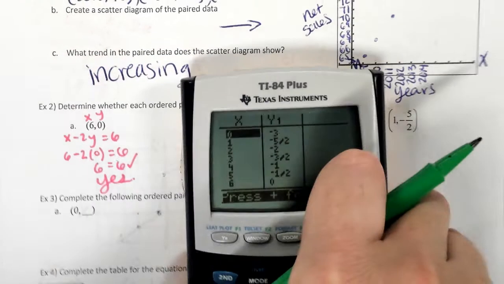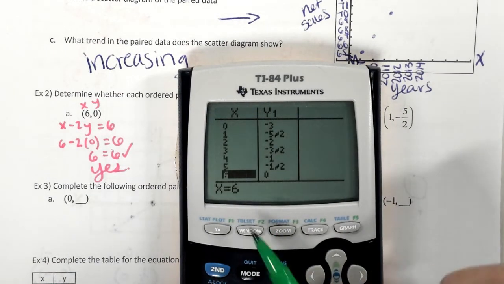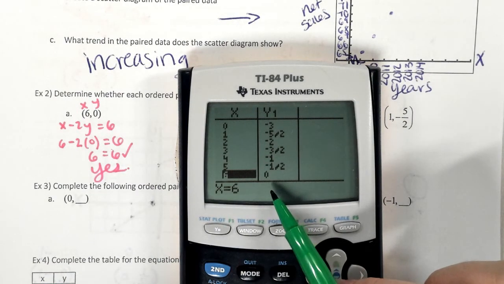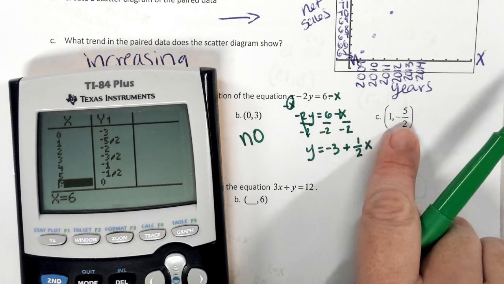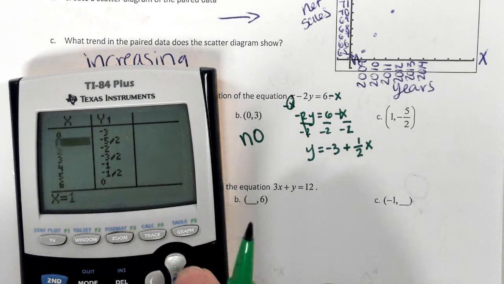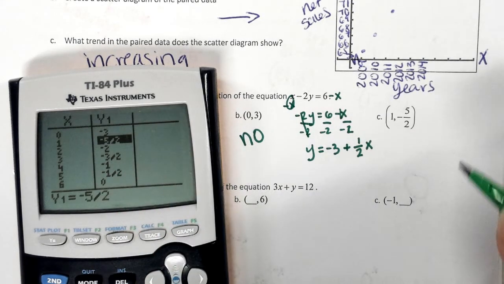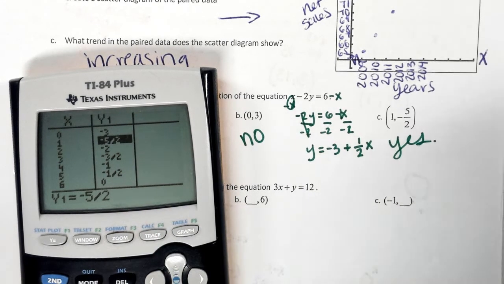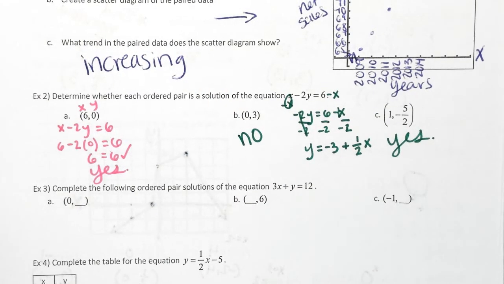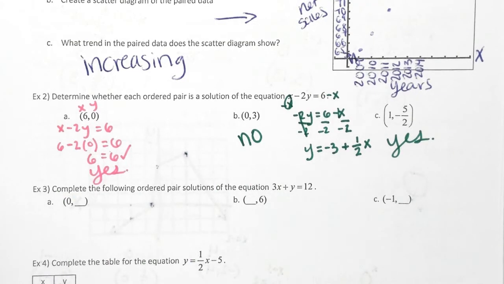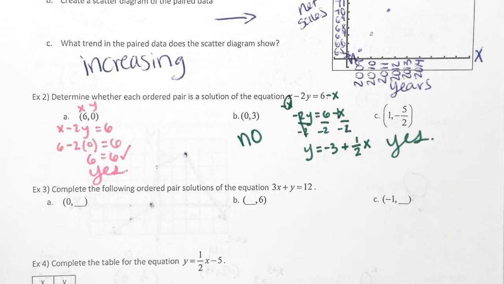Let's check our work on the first one. Do I have the point 6, 0? Yeah, so I did the first one correctly. And then let's look at the last one. It's 1, negative 5 over 2. Well, look, do I have positive 1, negative 5 over 2? So then this is a solution. Does that make sense? So you can solve once and type it in your calculator, or you can solve 3 times, but simpler. It's up to you.